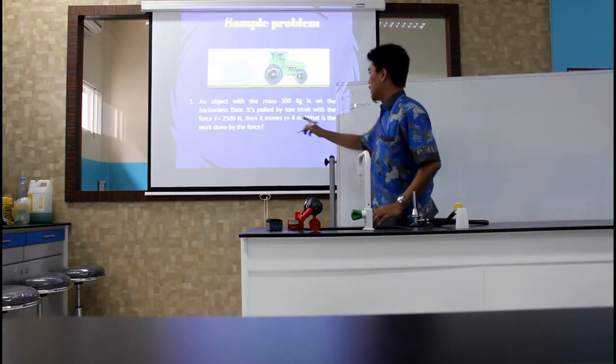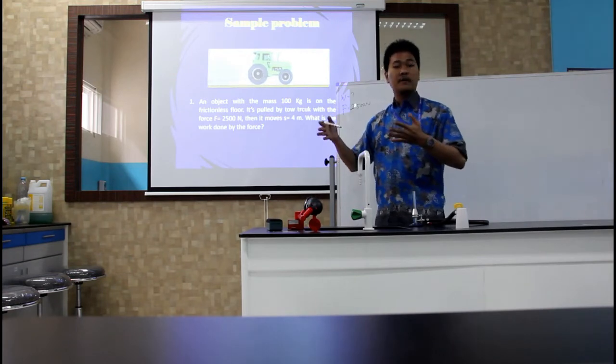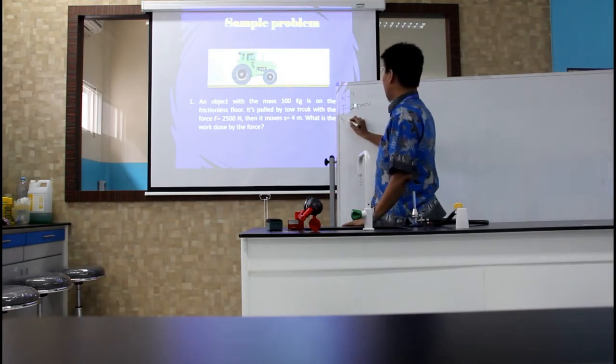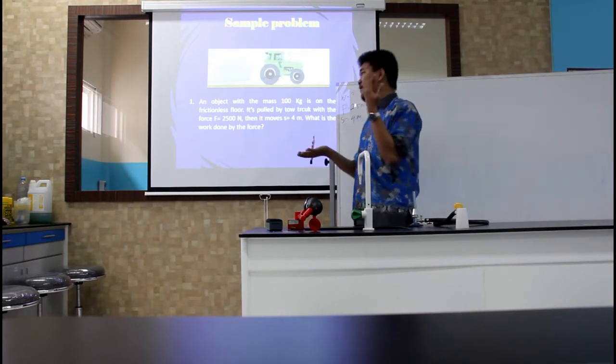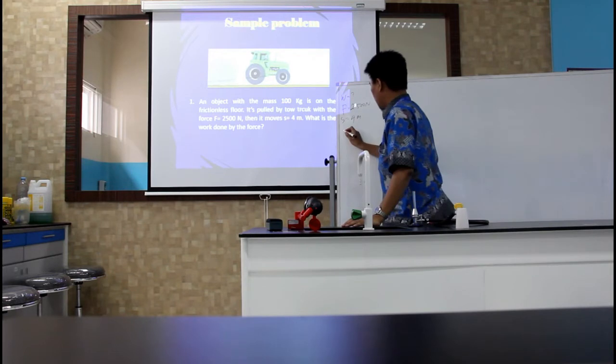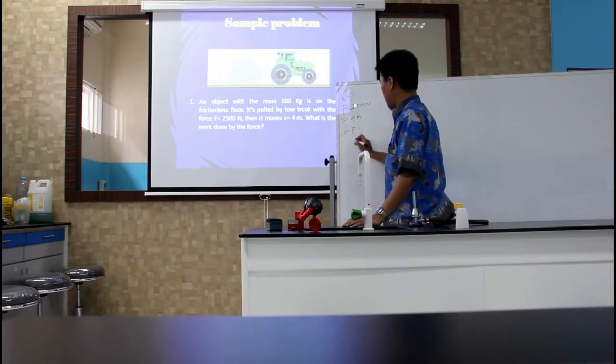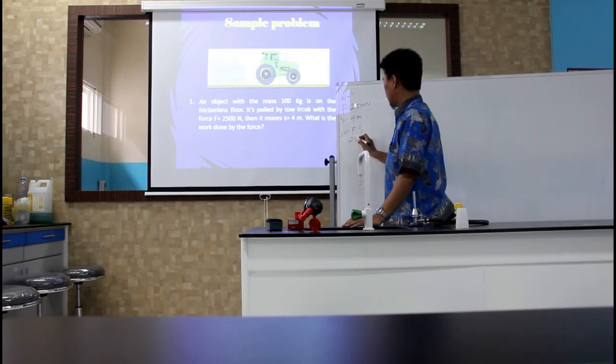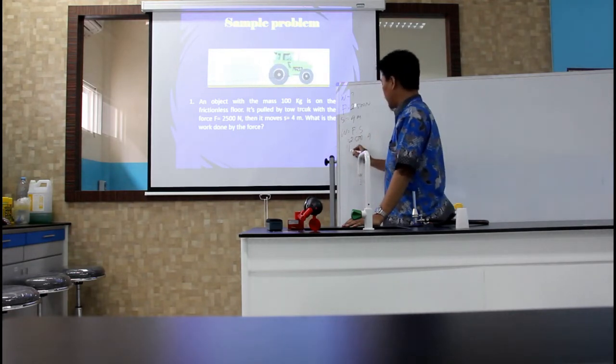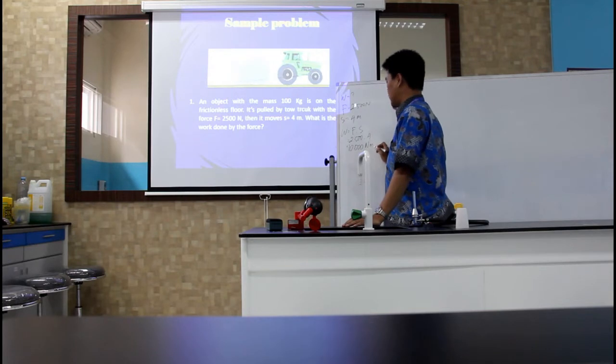2,500 newtons. So the object is moved until 4 meters. We can solve it, it's easy. Work is F multiplied by S, and then 2,500 multiplied by 4. What is the result? Good, 10,000. What is the unit? Newton meters.